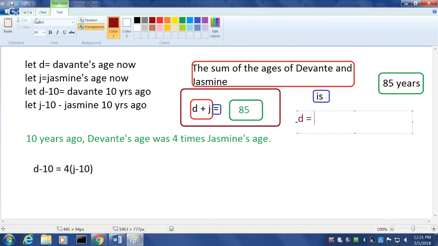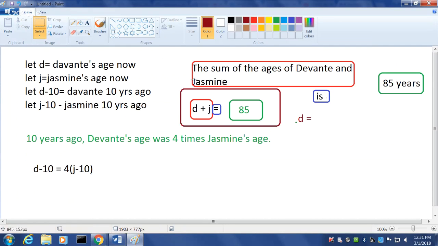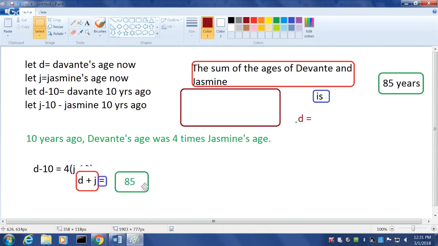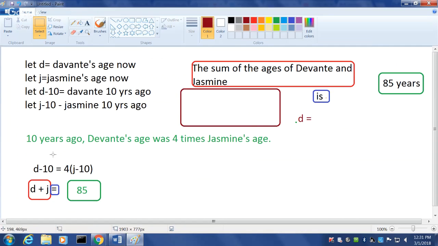Okay, let me just move things around. Okay, so here we've got these 2 equations. These are the 2 equations, and you'll see them in a second down in the lower corner of the screen. Do you see them now both? Yeah, D plus J and the one with D minus 10. Are they both down there yet? Okay, good. Now they're both down there. Okay.